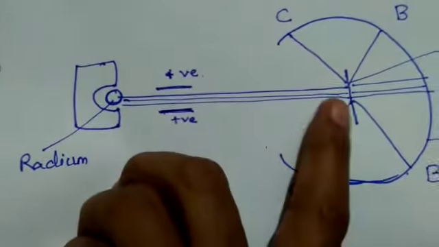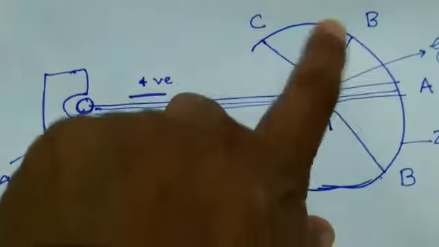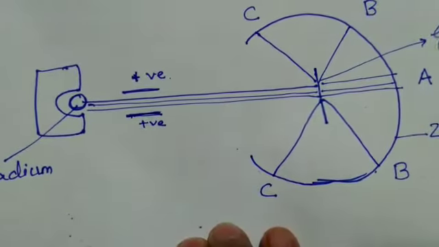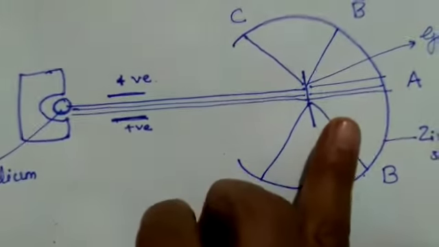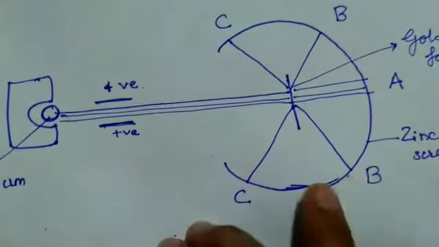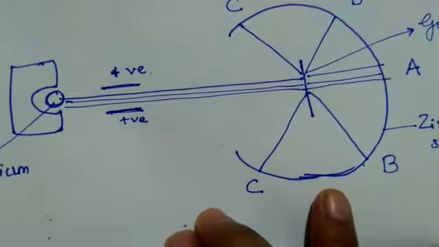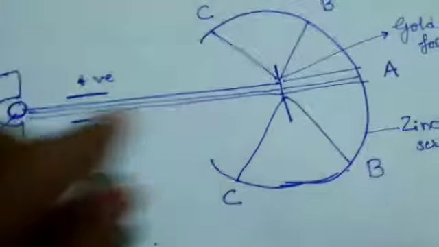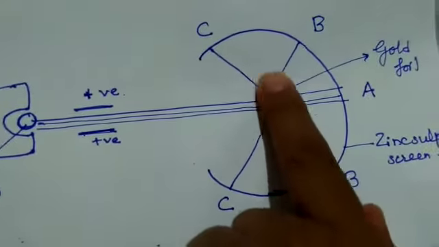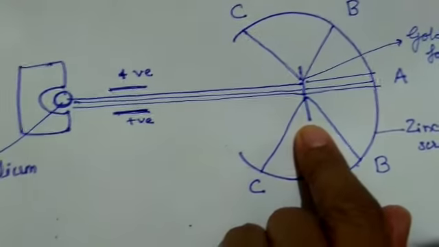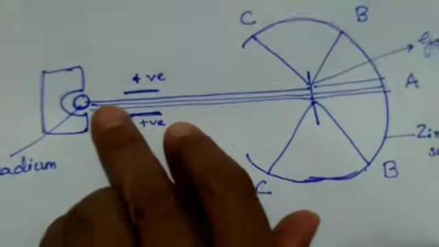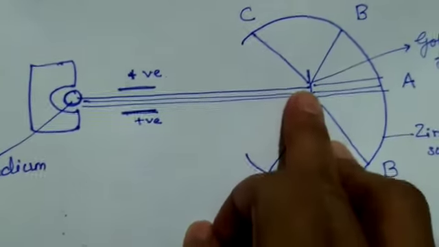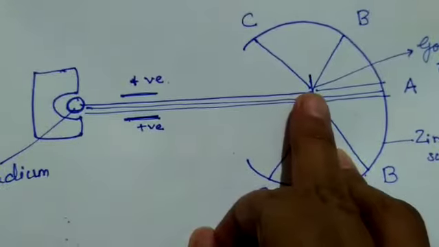So they move in a straight line, and a circular zinc sulfide screen was used so that the glow produced by the falling particles could be detected on the zinc sulfide screen. It is a circular screen with a very thin opening kept here, and in the center of that zinc sulfide screen the gold foil is placed. When the alpha particles started moving from here, they struck the gold foil straight, and the glow was produced.